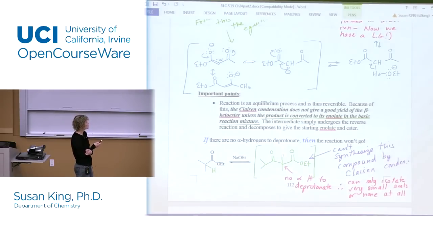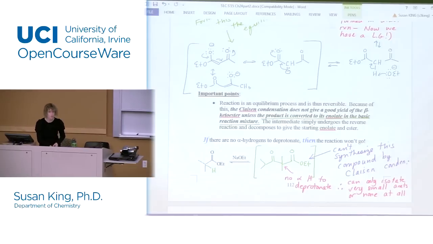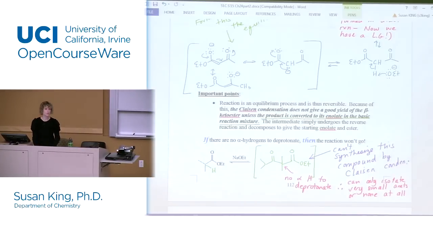You make this without the methyls, and you can make this without the methyls by a Claisen, and then you can alkylate twice. And that's how you would make it. You just can't go directly from this to that. Not going to happen. All right, questions on that? That's a kind of a key point here. Questions on Claisen condensation mechanism?